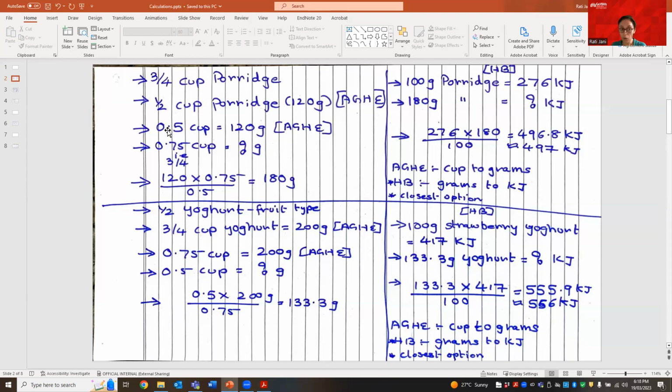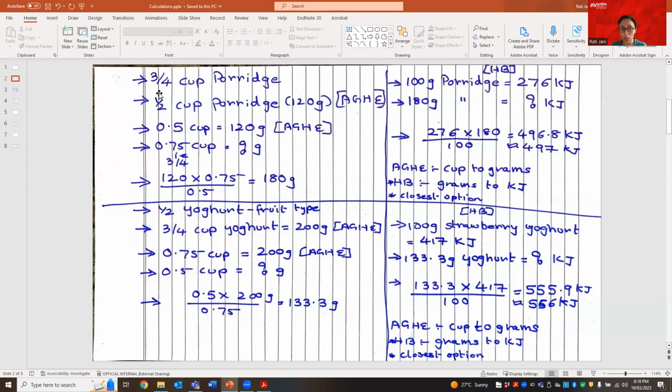Half a cup of porridge, when you convert this fraction into decimal, what does it look like? It looks like 0.5 cup. So half a cup is 0.5 cup, which is 120 grams. This information I have got from the Australian Guide to Healthy Eating. This is the reference which I would put if I was taking the exam.